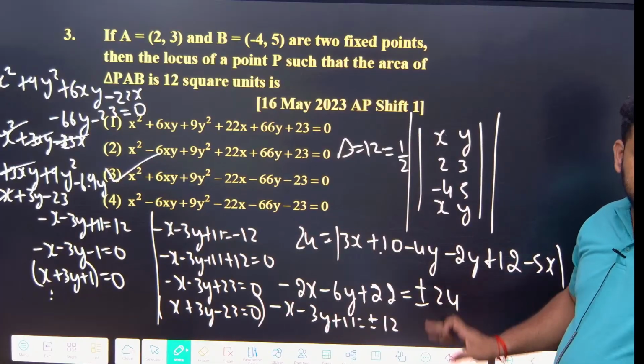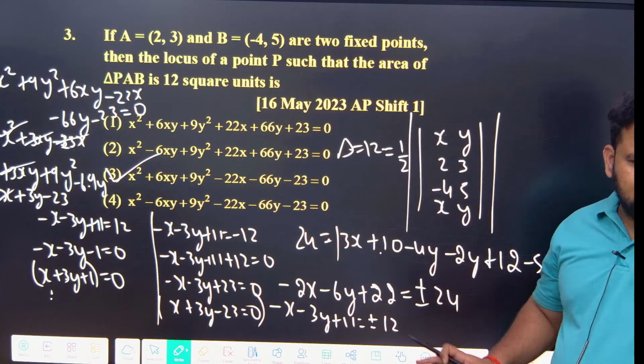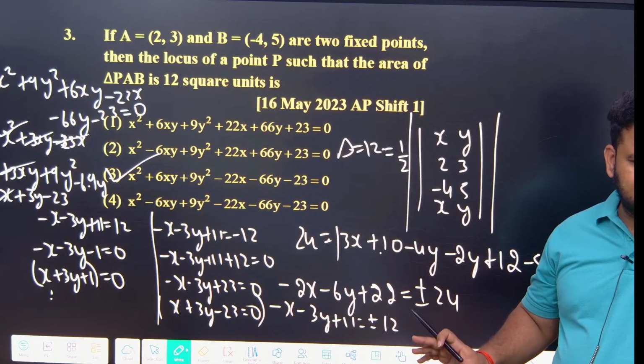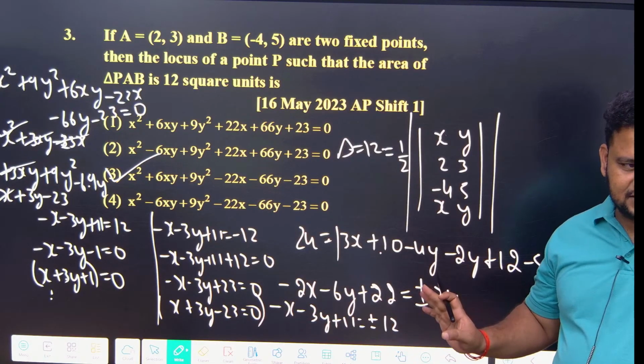Everyone understood how to do this? So you will get two equations. You will get it in terms of plus or minus. You multiply the two equations, you will get the answer. Got it?